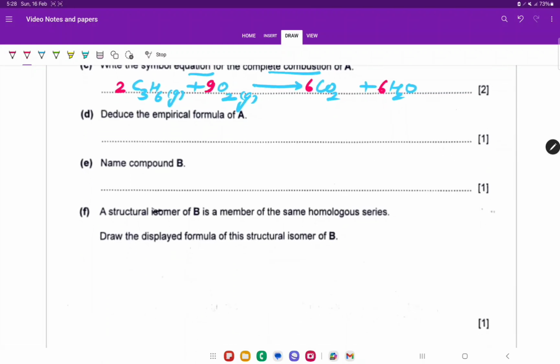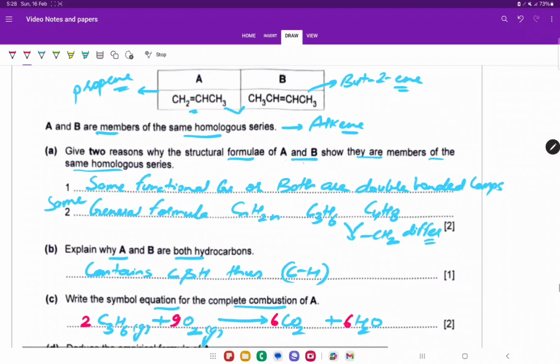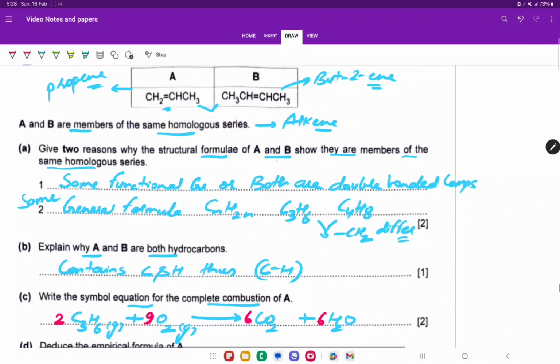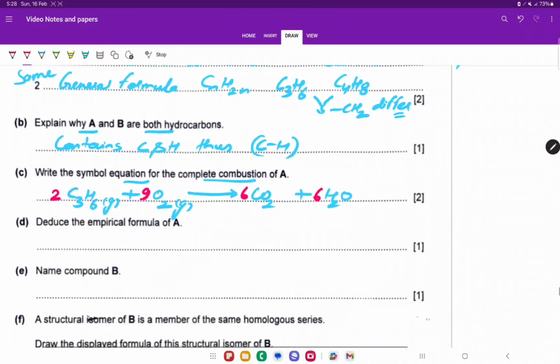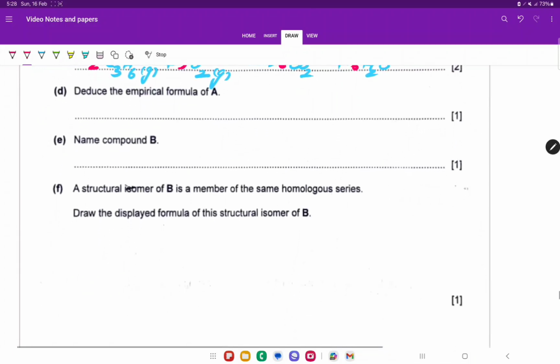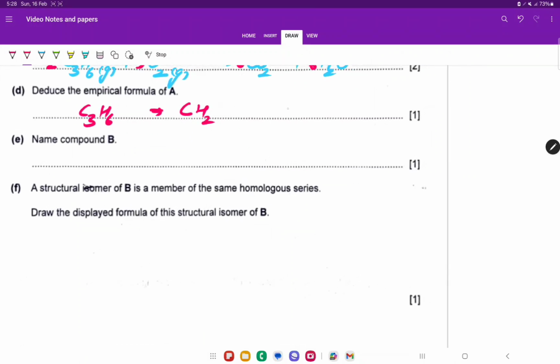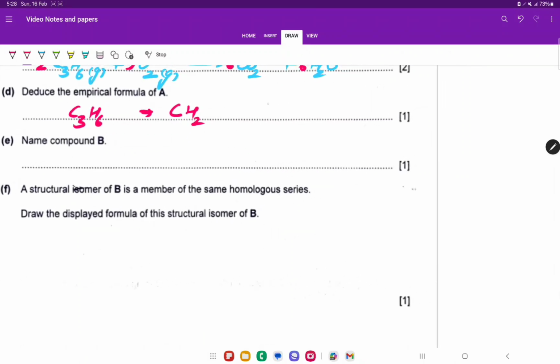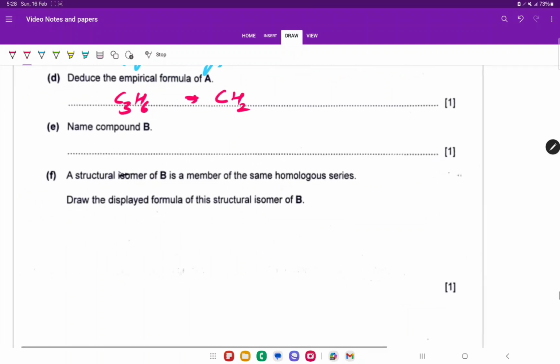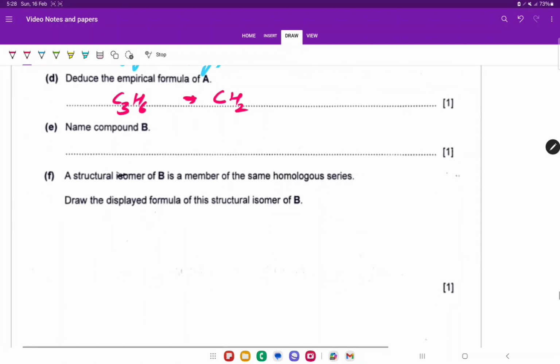Deduce the empirical formula of A. Now, the formula for A is C3H6, and the empirical formula is found by dividing by the common number, which is 3. I get CH2. Divide the molecular formula by the common number, which is 3. So when I divide C3H6 by 3, I get C1H2, that is CH2, my empirical formula.